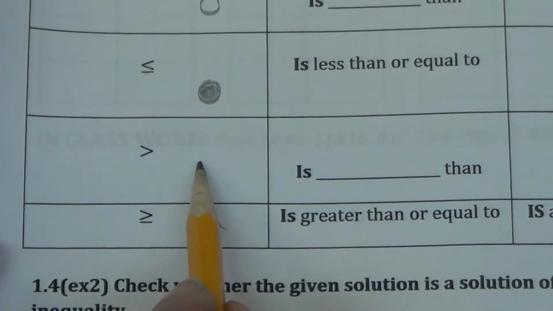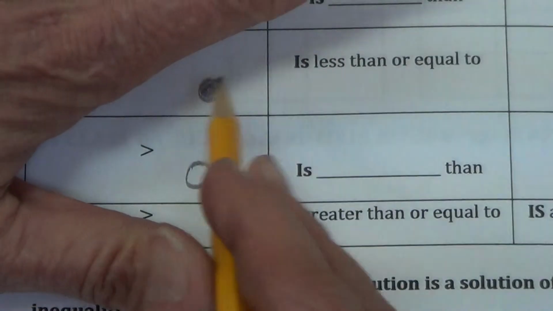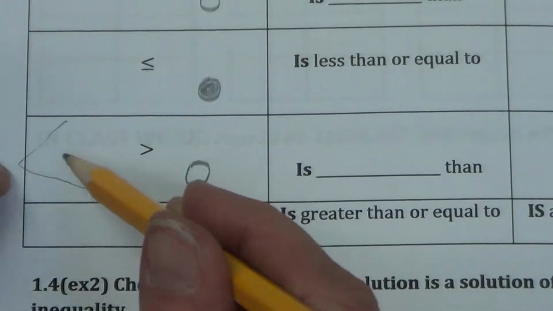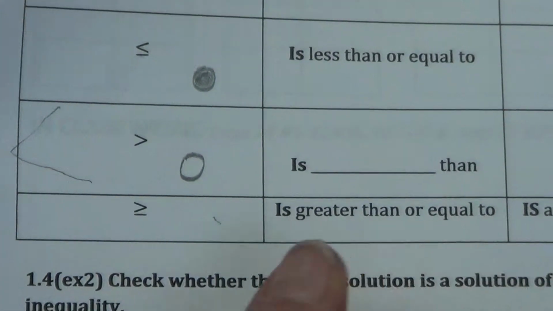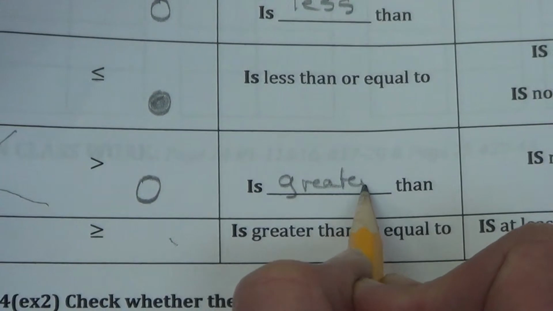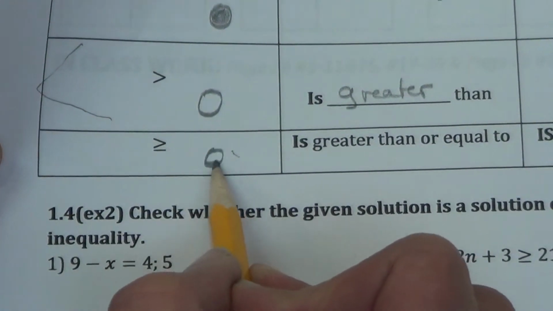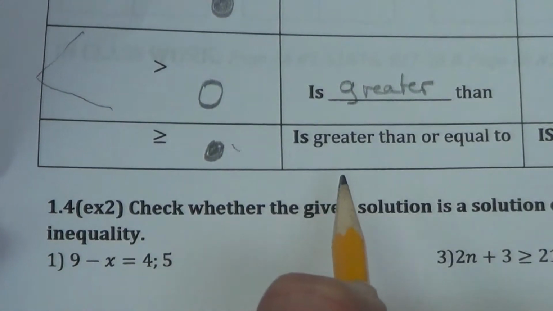When it's greater than, it would be an open circle. It does not fit your left hand. Your left hand goes this way. It doesn't fit that way. So it's greater than. This is greater than or equal to, which is a filled-in circle.